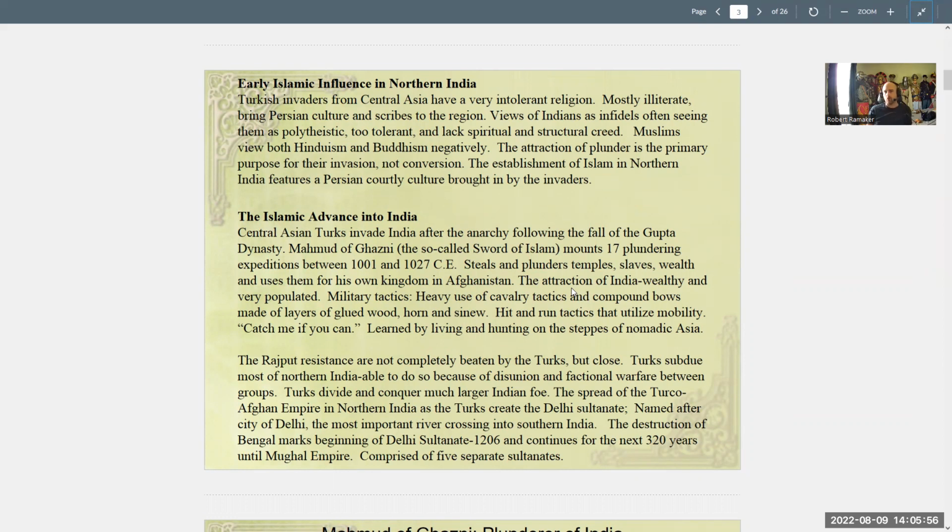Although most of them were illiterate, they did have a very rich Persian culture that they brought with them. The Persian language was part of this. We're going to see that many of them are very fervently Islamic, and they're going to bring that into India as well. And so there are some aspects of the Turkish invasions that will change India in some fundamental ways.